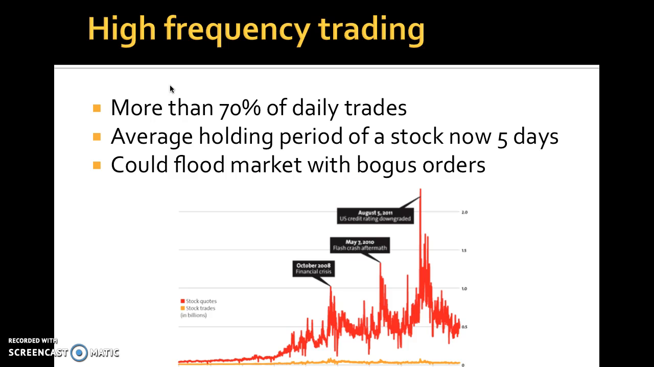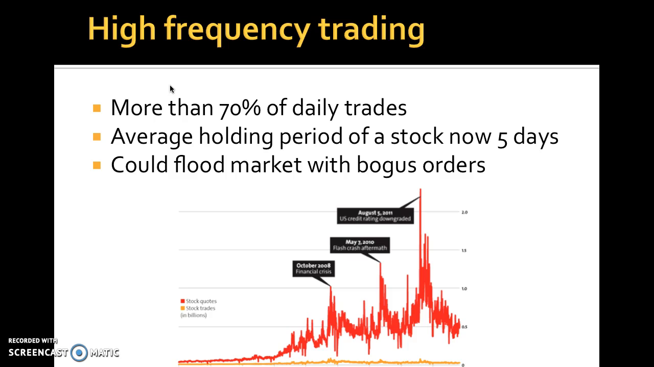High frequency trading has really changed how stocks are traded on a daily basis. More than 70% of the daily trades are now done through high-frequency trading. The average holding period of a stock is now only 5 days. To give you some perspective, 50 years ago, it was around 8 years. So somebody who purchased a stock 50 years ago, 8 years would pass before they would try to get rid of that stock.